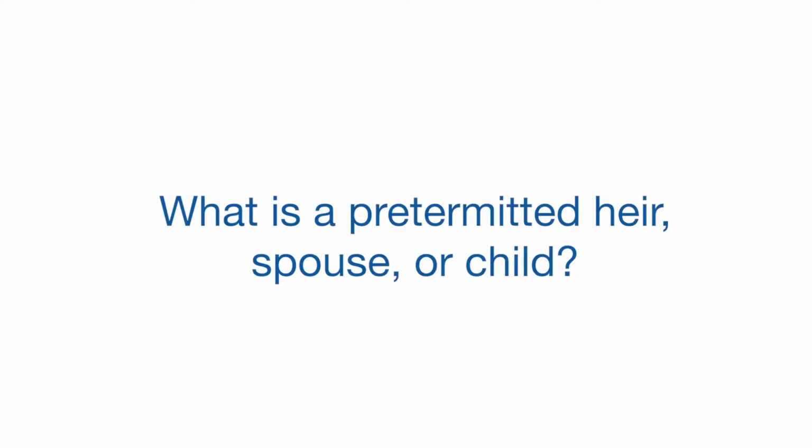As a pretermitted spouse or child, you may have legal rights to an estate inheritance. Here are the basics so you can get started. A pretermitted heir is a person who became an heir after a will or trust was created. A pretermitted spouse is a spouse who married the decedent after the will or trust was created. And a pretermitted child is a child born to the decedent after the will or trust was created.